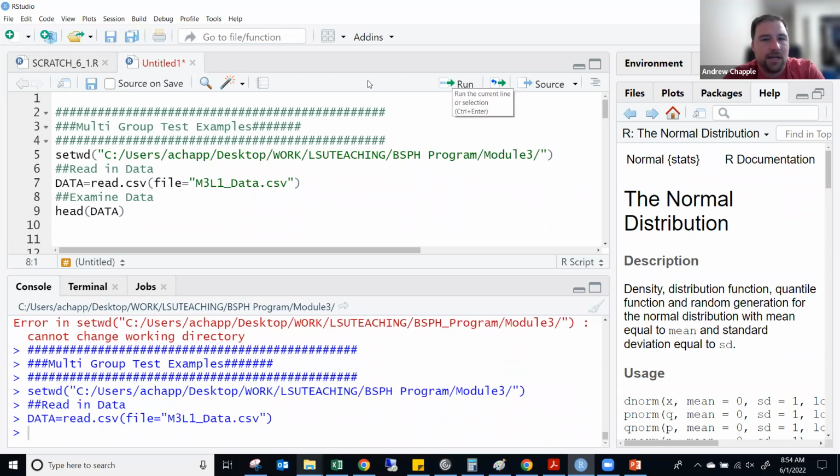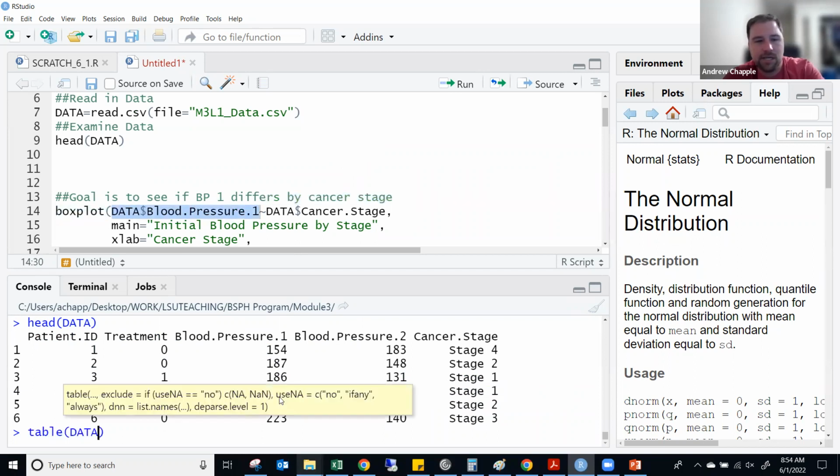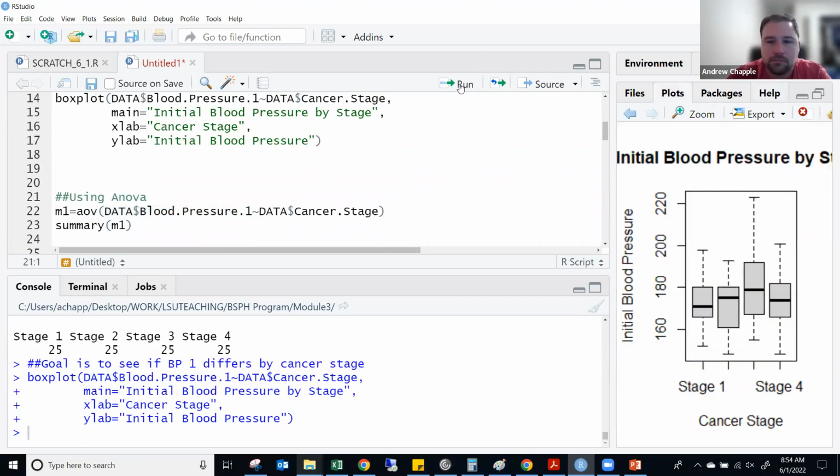So here I've got my data now. I can look at my data. This is what my data looks like. This is that box plot syntax, right? So I'm just looking at the first one by cancer stage. I can look at the data too, data, cancer stage. Okay, I can do a table just to see the info. This is my box plot. I can zoom in on it if I want.